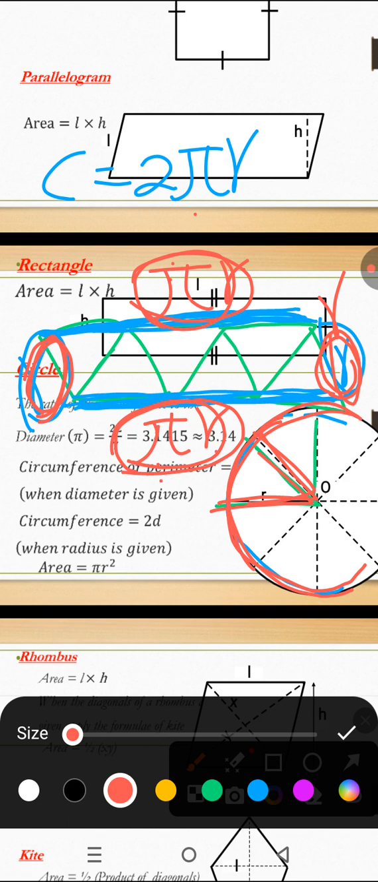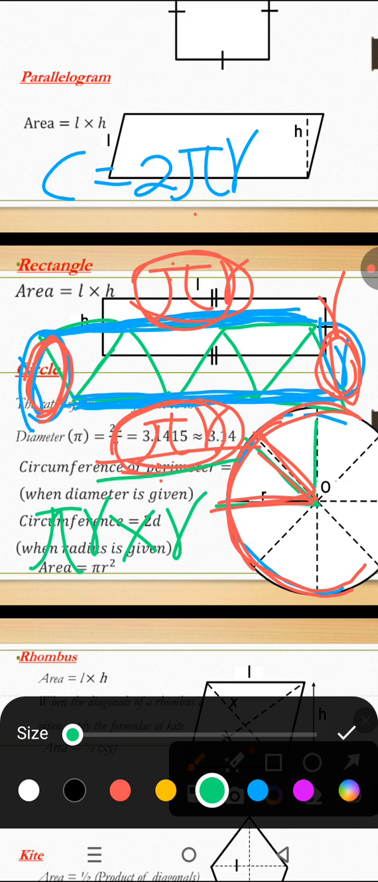Therefore, using the general formula for the area of any plane shape, which is length and breadth, this is our length. So the formula is our length, which is pi r now, times our breadth, which is r. So finally, the formula for finding the area of a circle is pi r times r, which gives you pi r squared. I hope you get that principle. It's so simple.